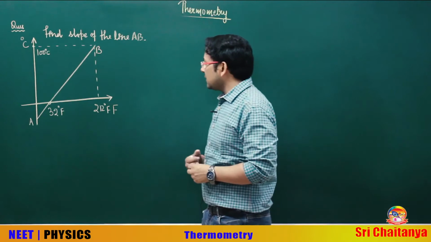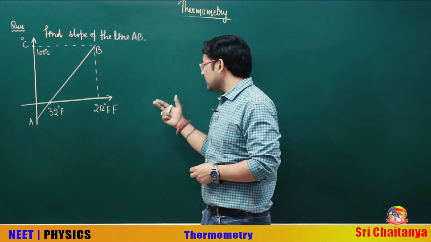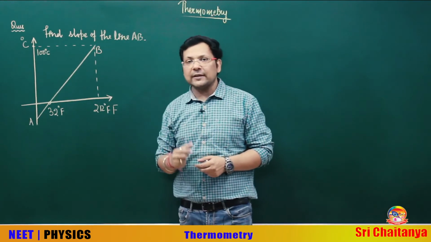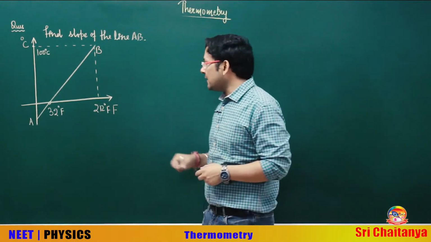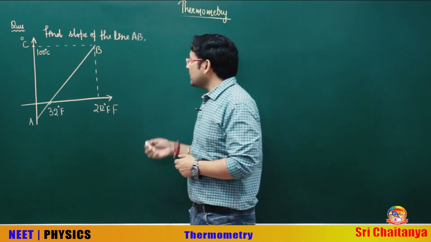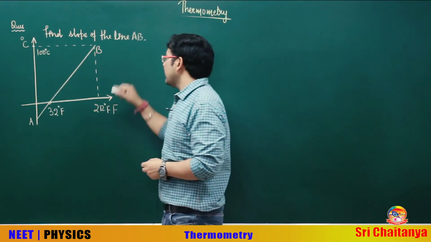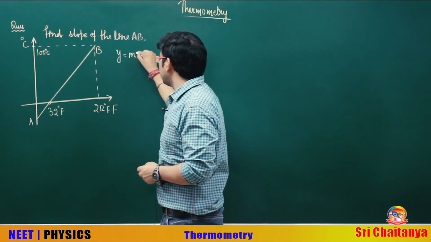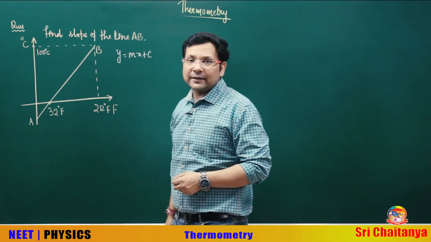You can say this question is between degree Celsius and Fahrenheit. Y-axis is degrees Celsius, x-axis is Fahrenheit. So we have plotted a graph between degrees Celsius and Fahrenheit, and the graph seems to be a straight line. The question is asking you to find the slope of the line AB. Okay, the straight line is this. So the standard equation must be y is equal to mx plus c.